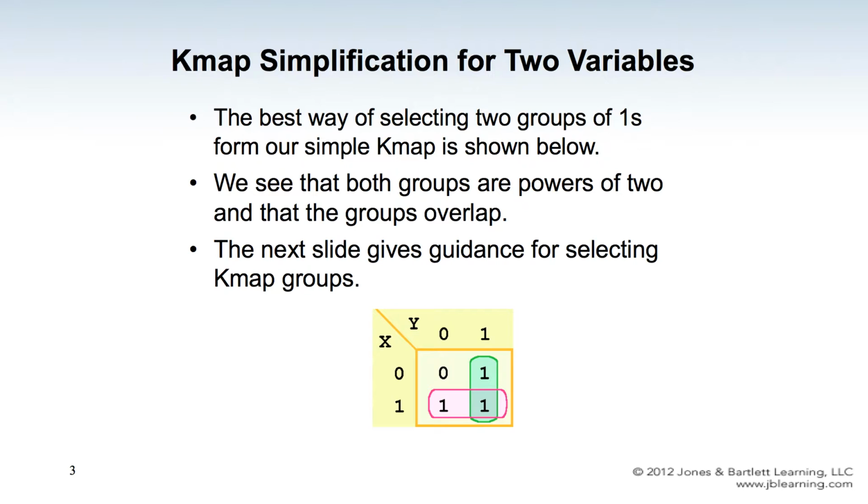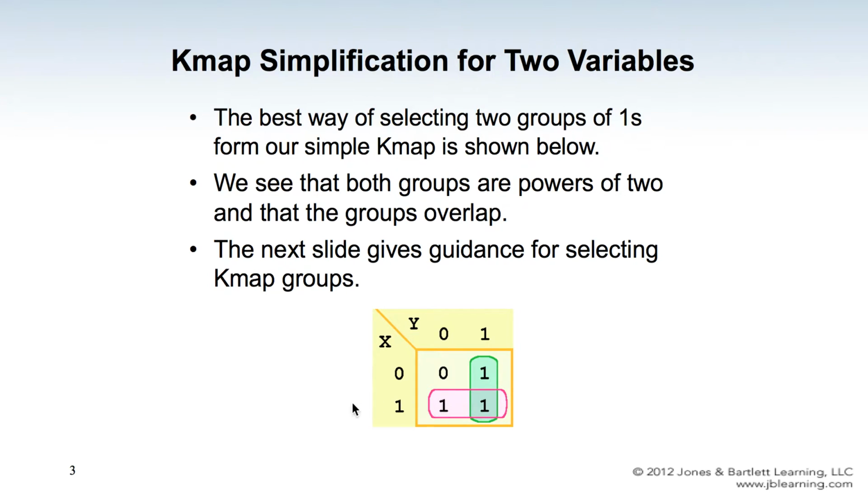Alright, I hope everyone found the 2 groups as shown at the bottom right here. The best way of selecting the 2 groups of 1s from our simple Kmap is shown right here. Both groups are a power of 2, and in this scenario the 2 groups overlap. Here, the first group has 2 adjacent ones, and this other group also contains 2 adjacent ones.